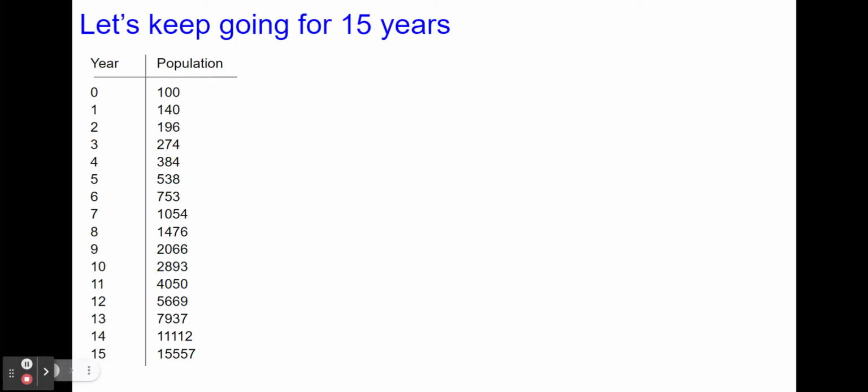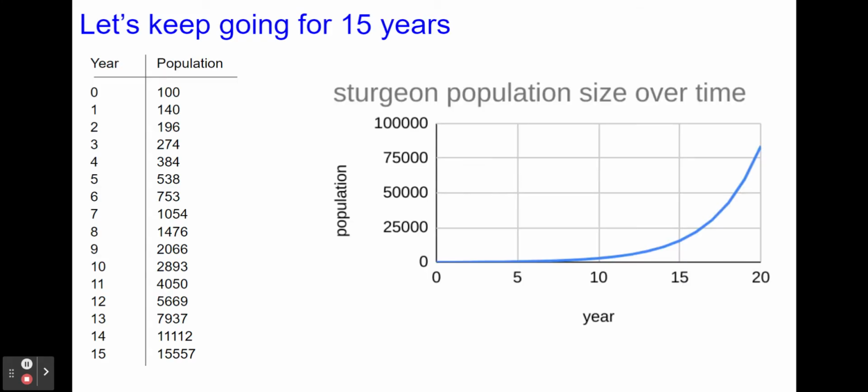Whoa. If we turn this into a graph, which you are welcome to sketch small on the side of your chart, it would look like this, where a population starts very small. And as we go and extend that population over time, here's year 15. We get up to about 15,000 fish. If I extend out to year 20, oh my gosh, we're going to be up to 75,000 fish in 20 years from a population of just 100 sturgeons. This is an incredible increase.